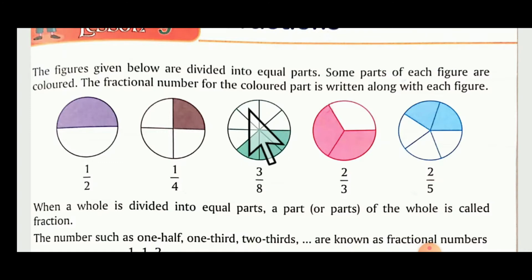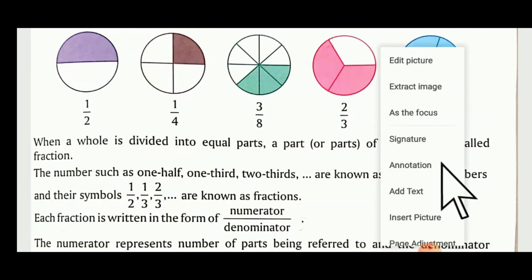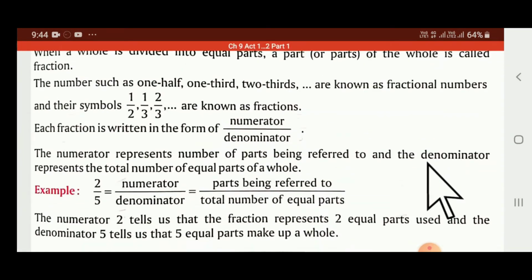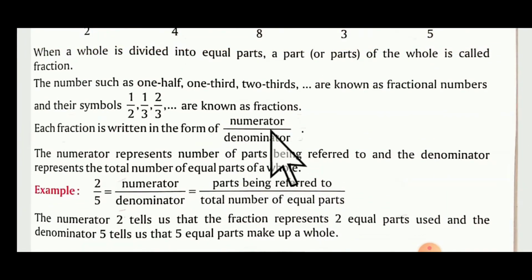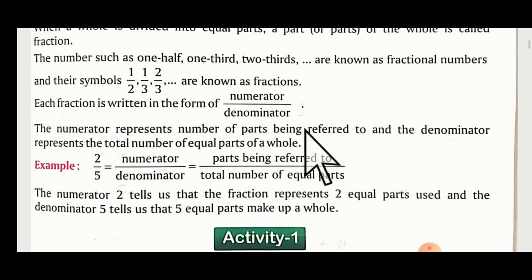Third, in a circle, 8 parts are there. Out of that, 3 are shaded. And then next circle, 3 parts and 2 are shaded. So we write 2 by 3. The next circle is having 5 parts with 2 parts shaded. We call it as 2 by 5. How will you write? So numerator, the above number, and denominator, the below number. The line drawn in between, we call it as fraction bar.